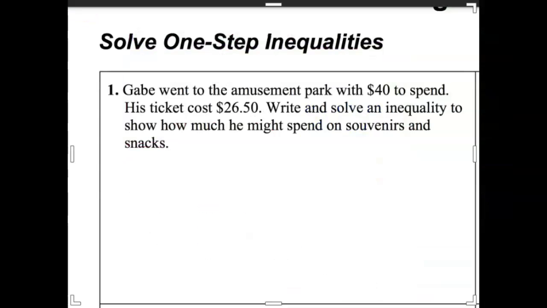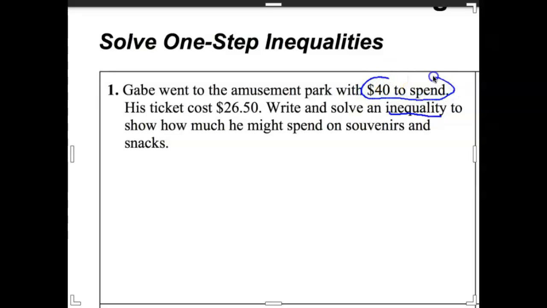But let's do a couple of practice problems together. Gabe went to an amusement park with $40 to spend. His ticket cost $26.50. Write and solve an inequality to show how much he might spend on souvenirs and snacks. Okay, so the first thing is that we need to write an inequality. So we're going to be using less than, greater than, those kind of things. We know for a fact that he had how much money? How much money did he go to the park with?